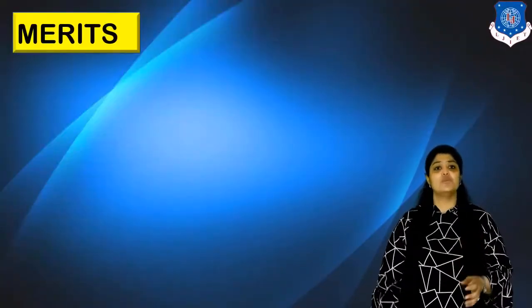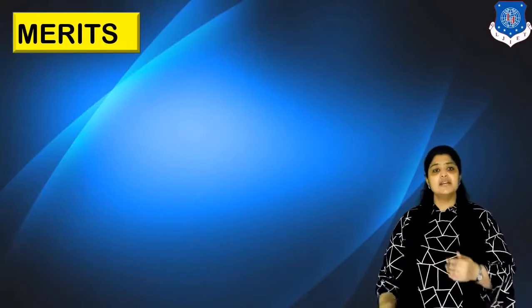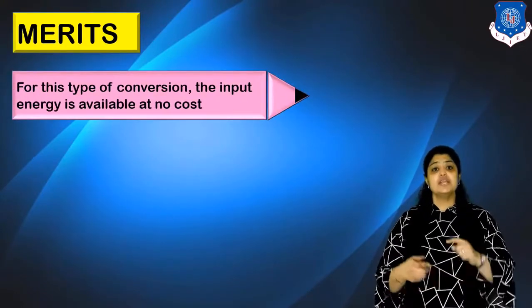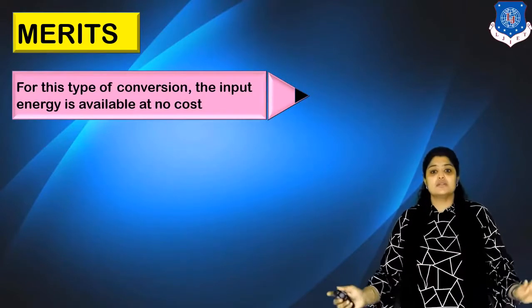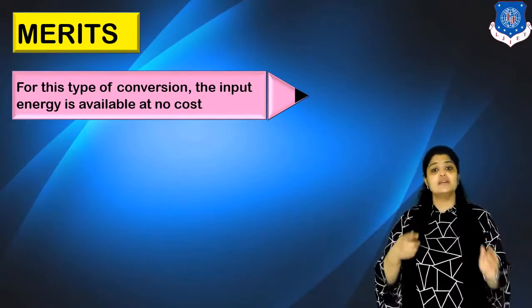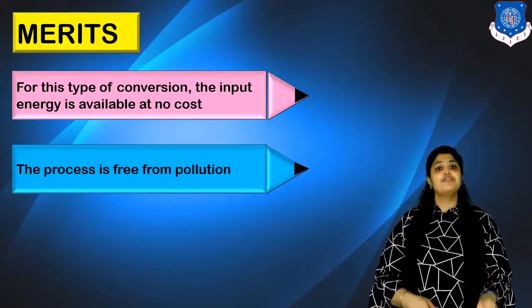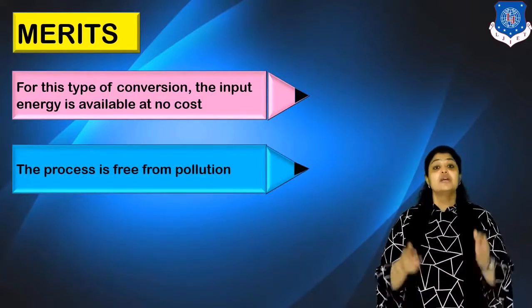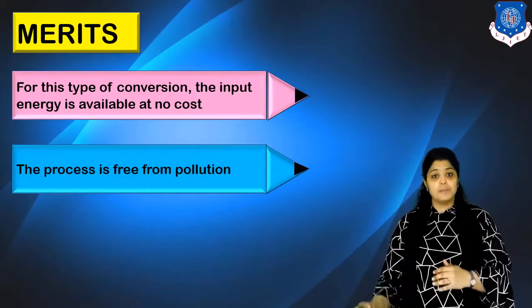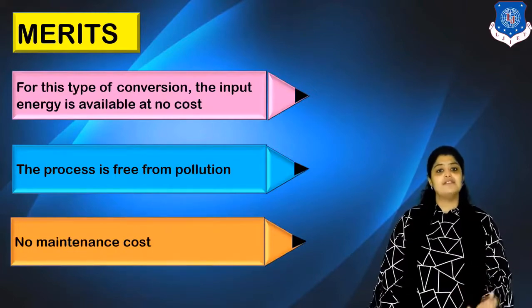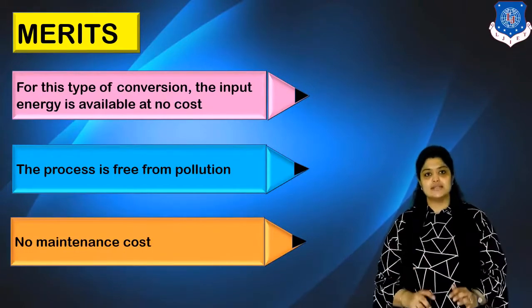Now let us discuss what are the merits or advantages of solar cells. Starting with the first one, for this type of a conversion, input energy is available at no cost. So it is free of cost. The solar energy or the sunlight we get is free of cost. Then we have process is free from pollution. The solar output or the solar power that is generated does not cause any pollution. And lastly, we have maintenance cost is comparatively less.